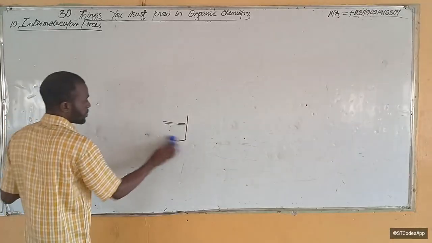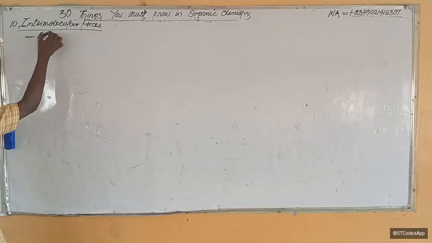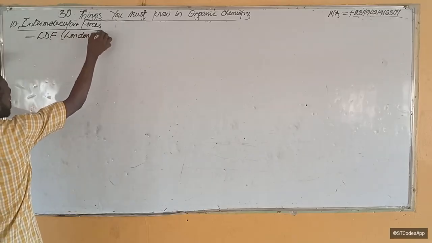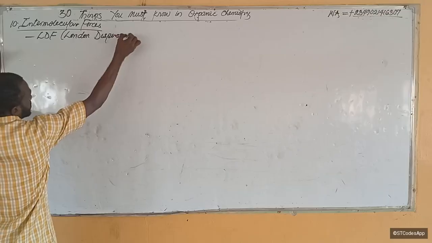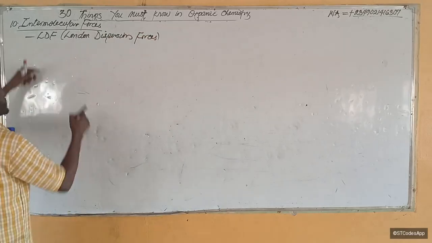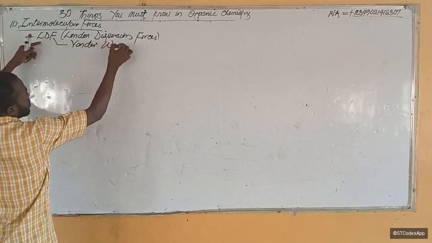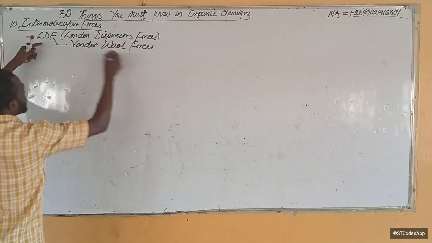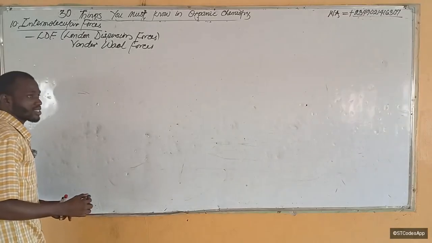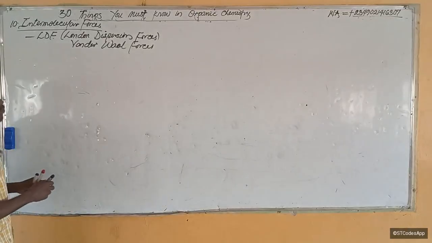So there are 3 of them that you should know. There are only 3 types of intermolecular forces. We have the LDF, which stands for London Dispersion Forces. I've explained this in the other video, so I'll link the video in the description again also. Now we also have the van der Waals forces. I'm sorry, that is another name for it. LDF forces are also called van der Waals forces.